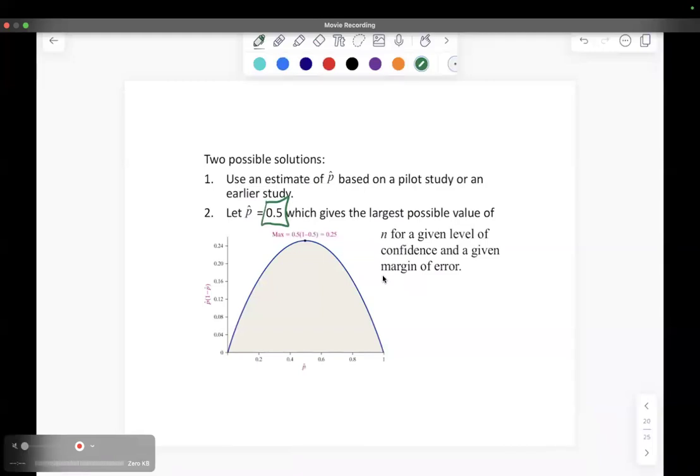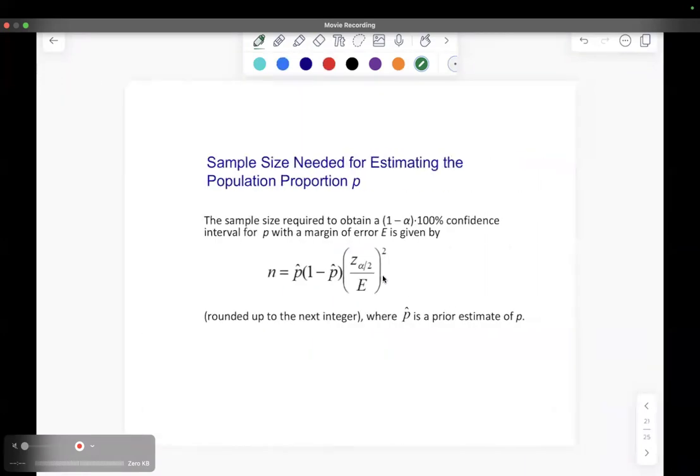This is going to give you the largest value of n you possibly can need. But using a prior value is going to be better because it's going to result in a smaller sample size. And we don't want to have a sample size any bigger than we need to, right? So let's do the math here and you'll see.